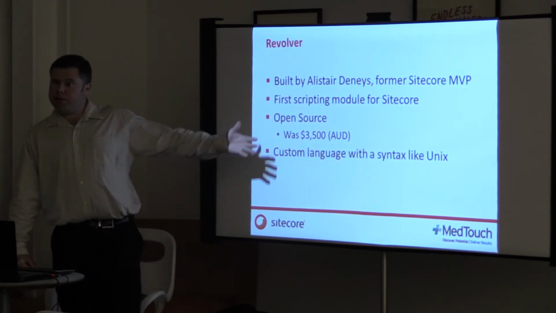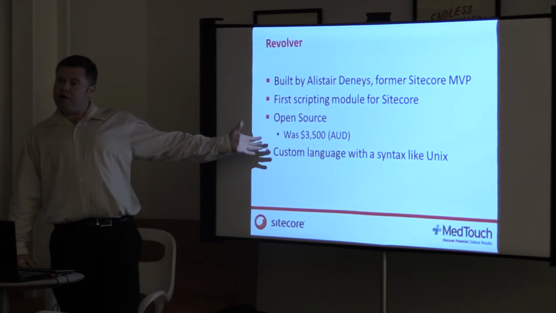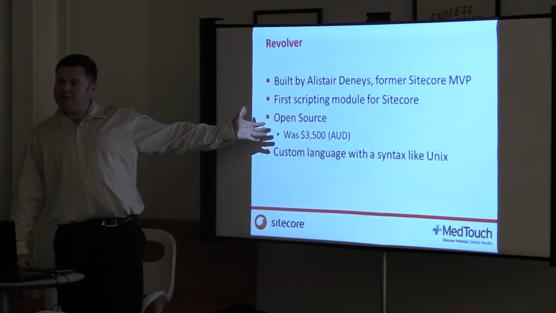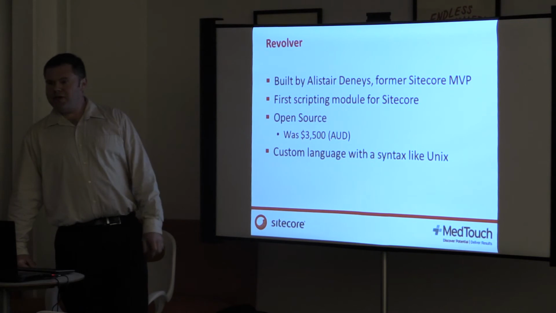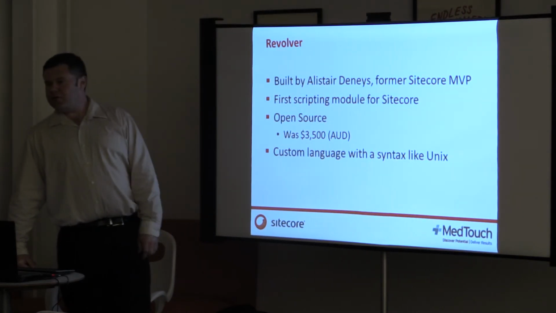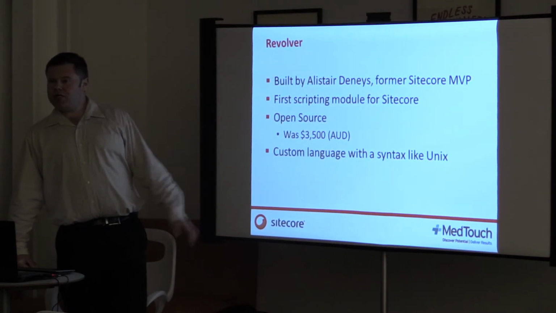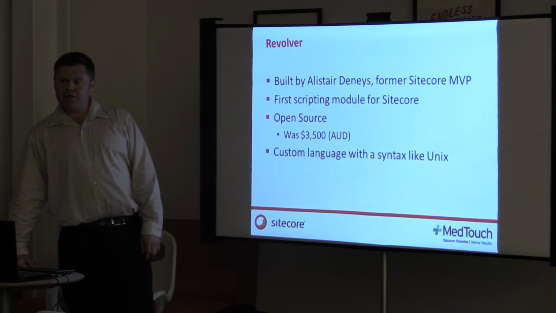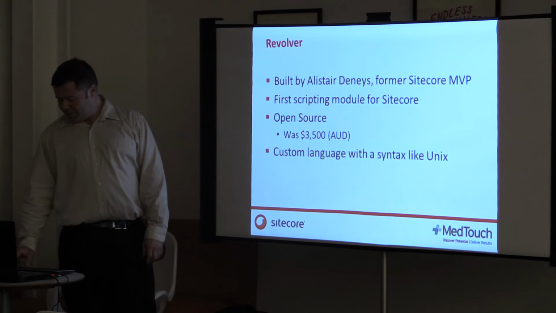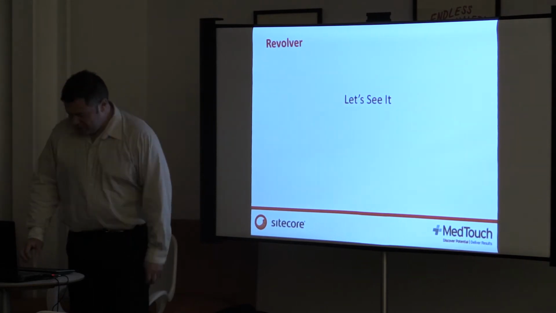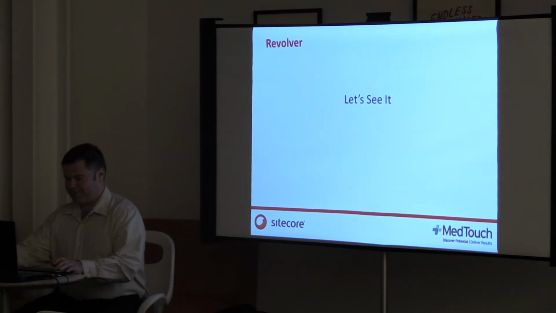So today it's open source. At one point it was 3,500 Australian dollars, and in American money, that's almost the same. So today it's free, that's great. You can change things around, I'll show you that later. It also has a custom language that kind of looks like Unix. So for those that have a Unix background, you can like it, and a DOS background too. So let's take a look and see what it looks like.